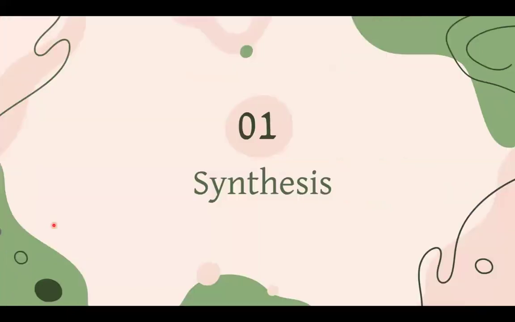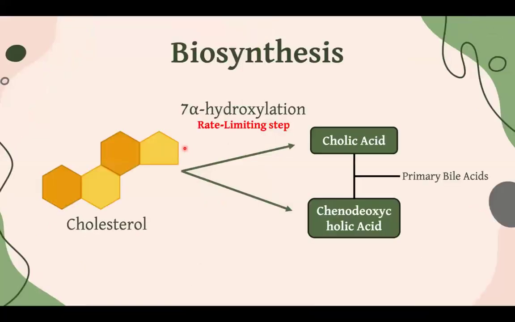And then later we'll see where bile goes from that. Okay. Now let's begin with talking about the synthesis of bile acids. Now it all starts with cholesterol. Cholesterol undergoes 7-alpha hydroxylation to form cholic acid and chenodeoxycholic acid. These are primary bile acids. Now, I don't really need to know the names of these, but the most important part you need to know on this slide is the rate limiting step, that's 7-alpha hydroxylation.